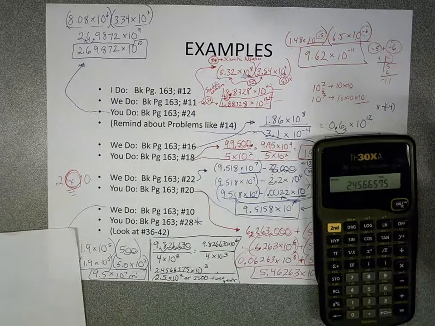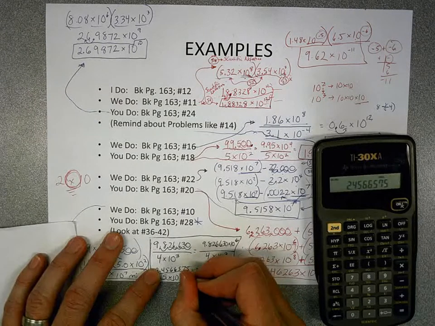10 to the third power. 6 minus 3 gave us 3.